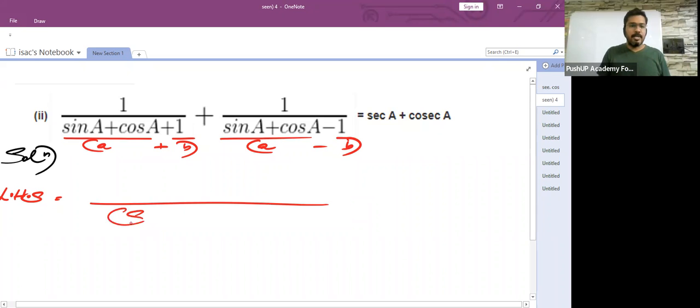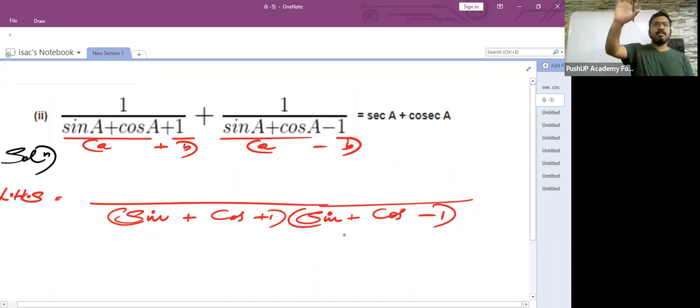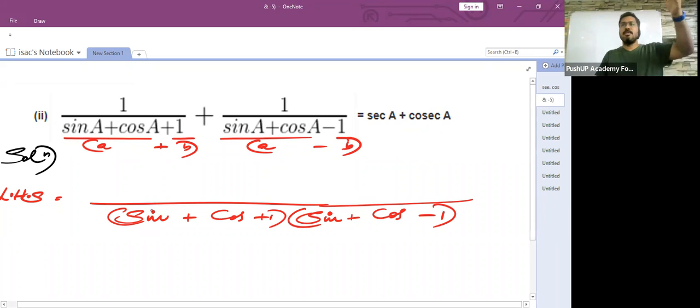It is going to be the product of these two. So that is sine plus cos plus 1 into sine plus cos minus 1. No doubt in this. I hope you all did this step. Sandra, Sia, we all did this? Fine. Now comes the numerator part.